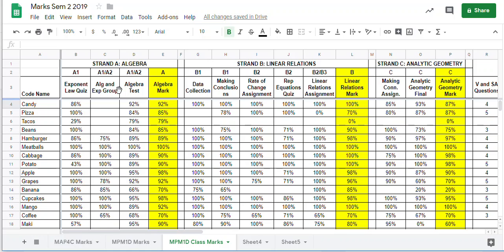So anyways, all these yellow highlighted columns are your overall mark for each strand of the course. So the first strand is called algebra, and I just went through and tried to make sure I've got the correct mark for you in here. So you can go through and be like, oh, miss, I don't know why I have a 85. It should be a whatever. And you can let me know.